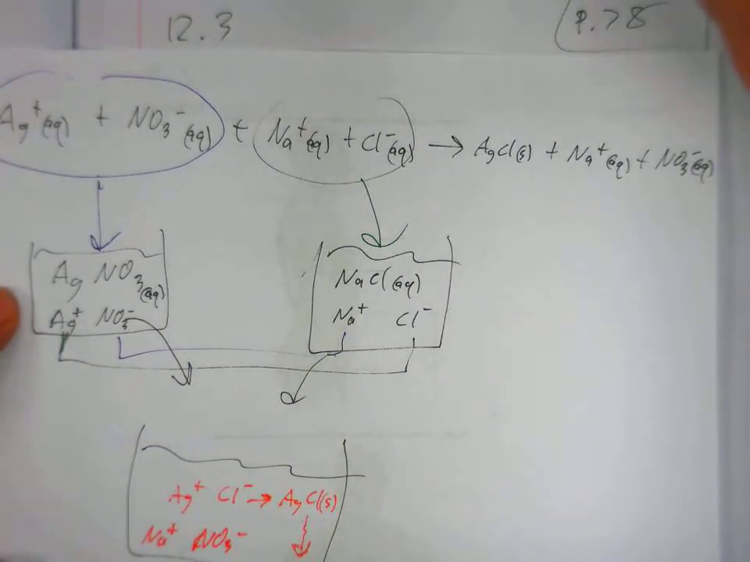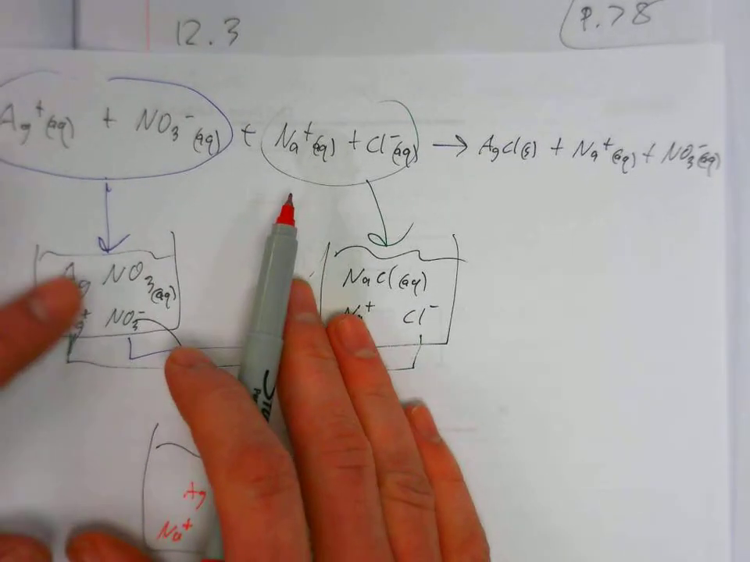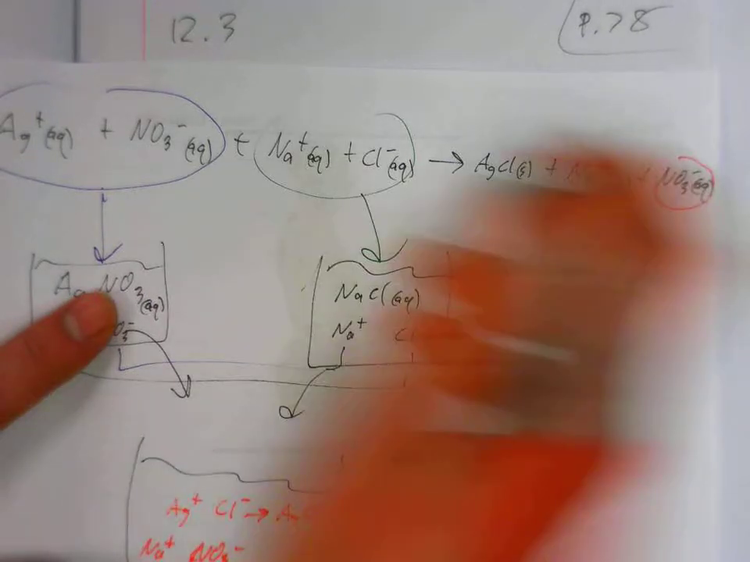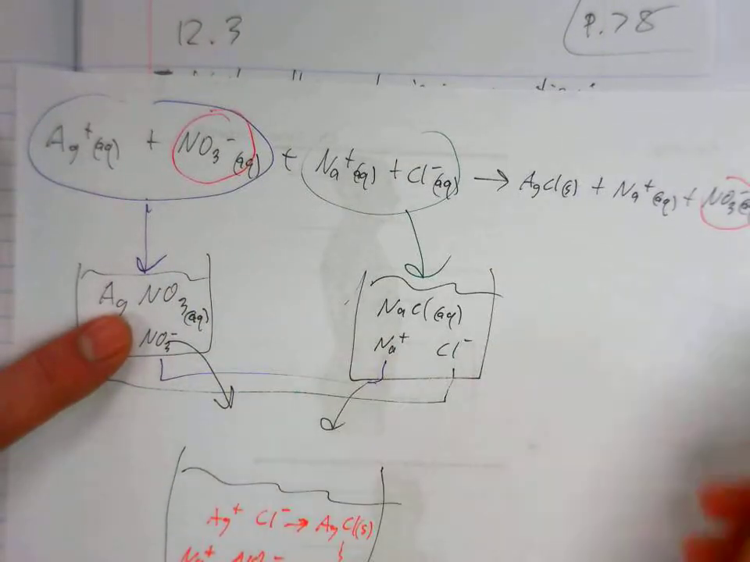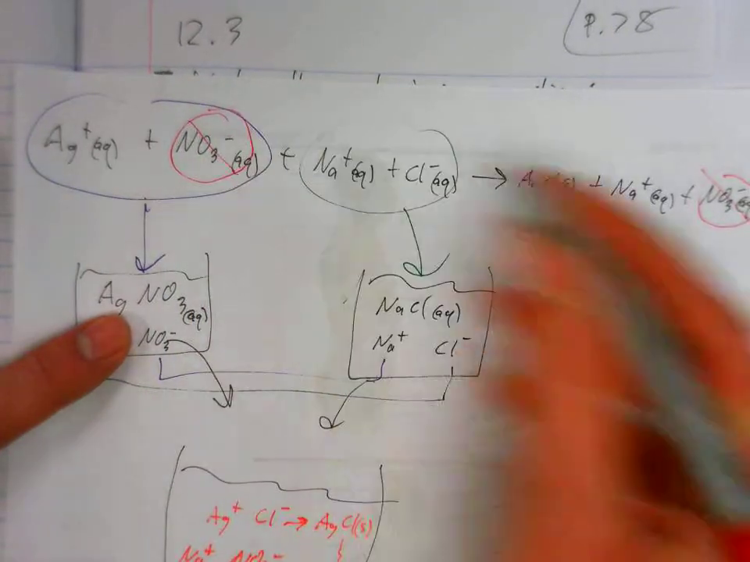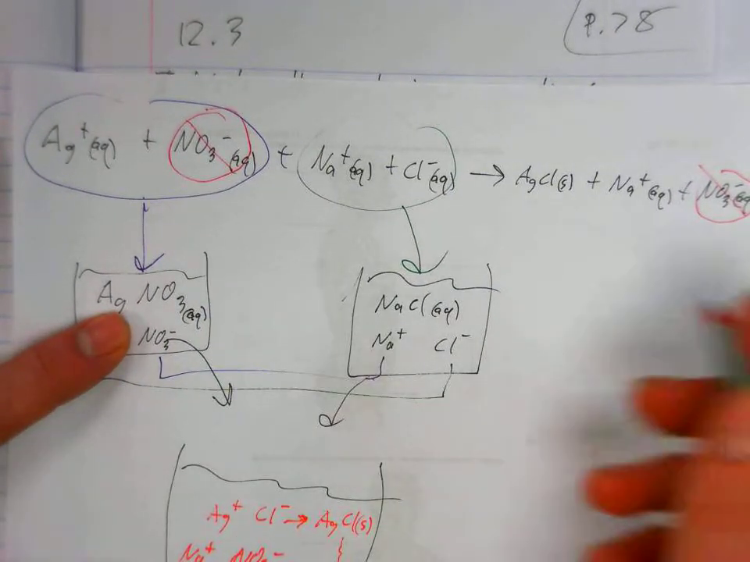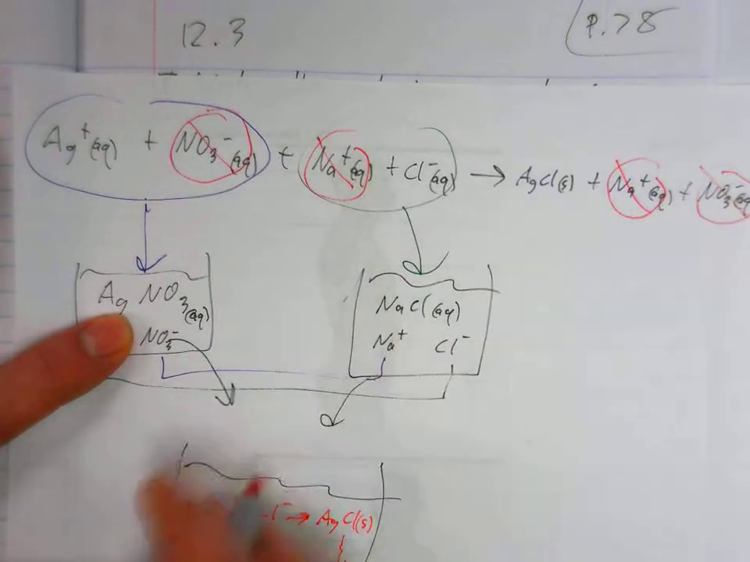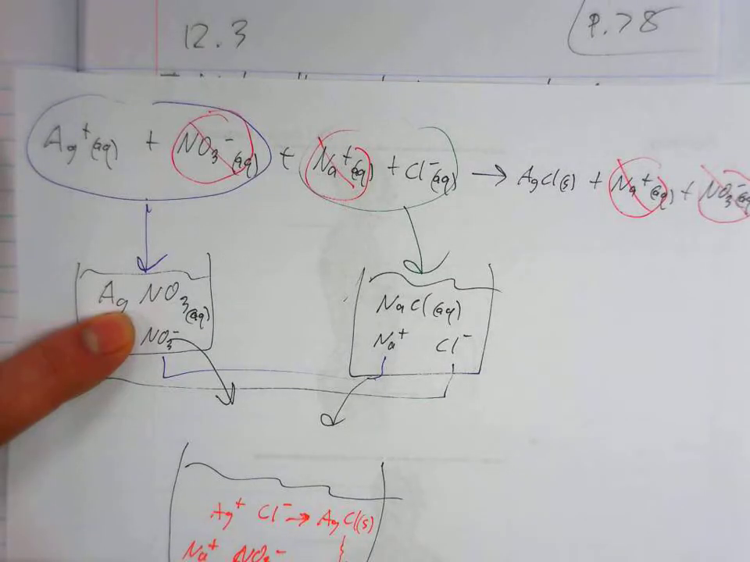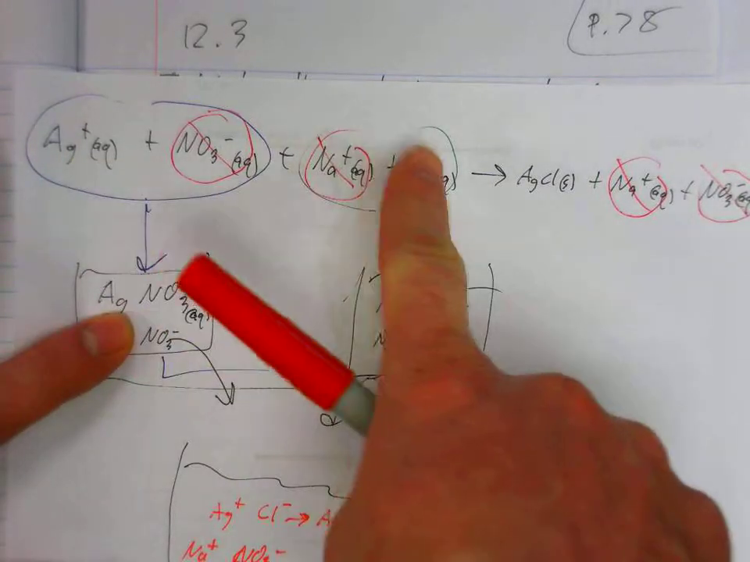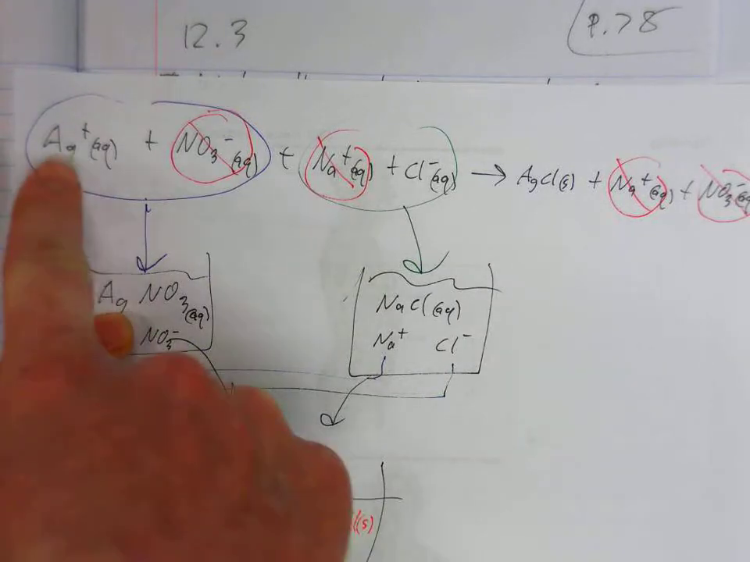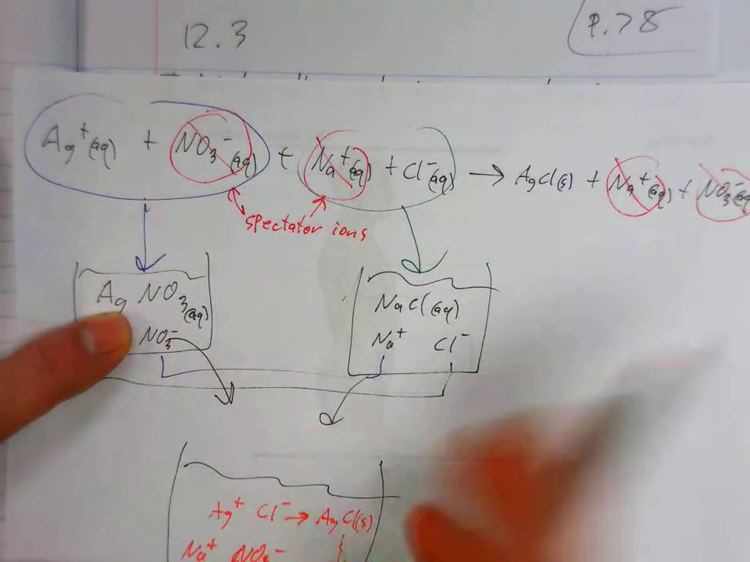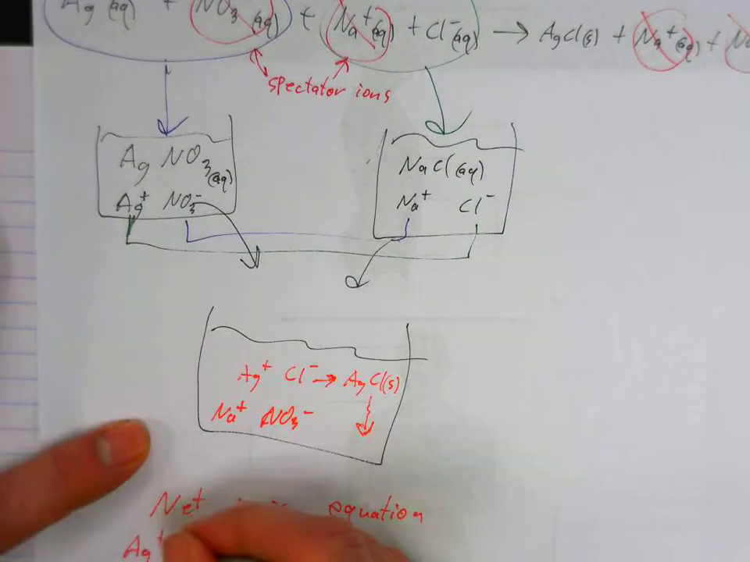So if we cut out the things that didn't change, which would be the nitrate, which did not change between the reactant and the product side, and the sodium, which didn't change between the reactant and the product side, what are we left with? We're left with what we call the net ionic equation, which is the net change. The things that didn't change, these are spectator ions. They were floating around before, and they're around in the water. So that's the net ionic equation.